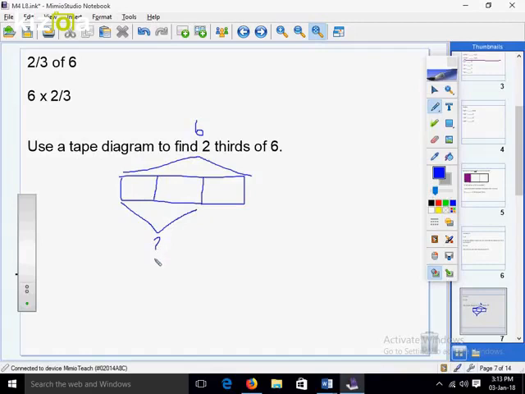So in order to figure out what this answer is, we have to take 6 and put however many evenly in each one. So I like to do 1 here, and 1 here. Am I at 6 yet? No, let me go again. 1 here, and 1 here. Are we at 6 yet? Yes, we are. But I only care about 2 of them. So 6 times 2/3 is 4.